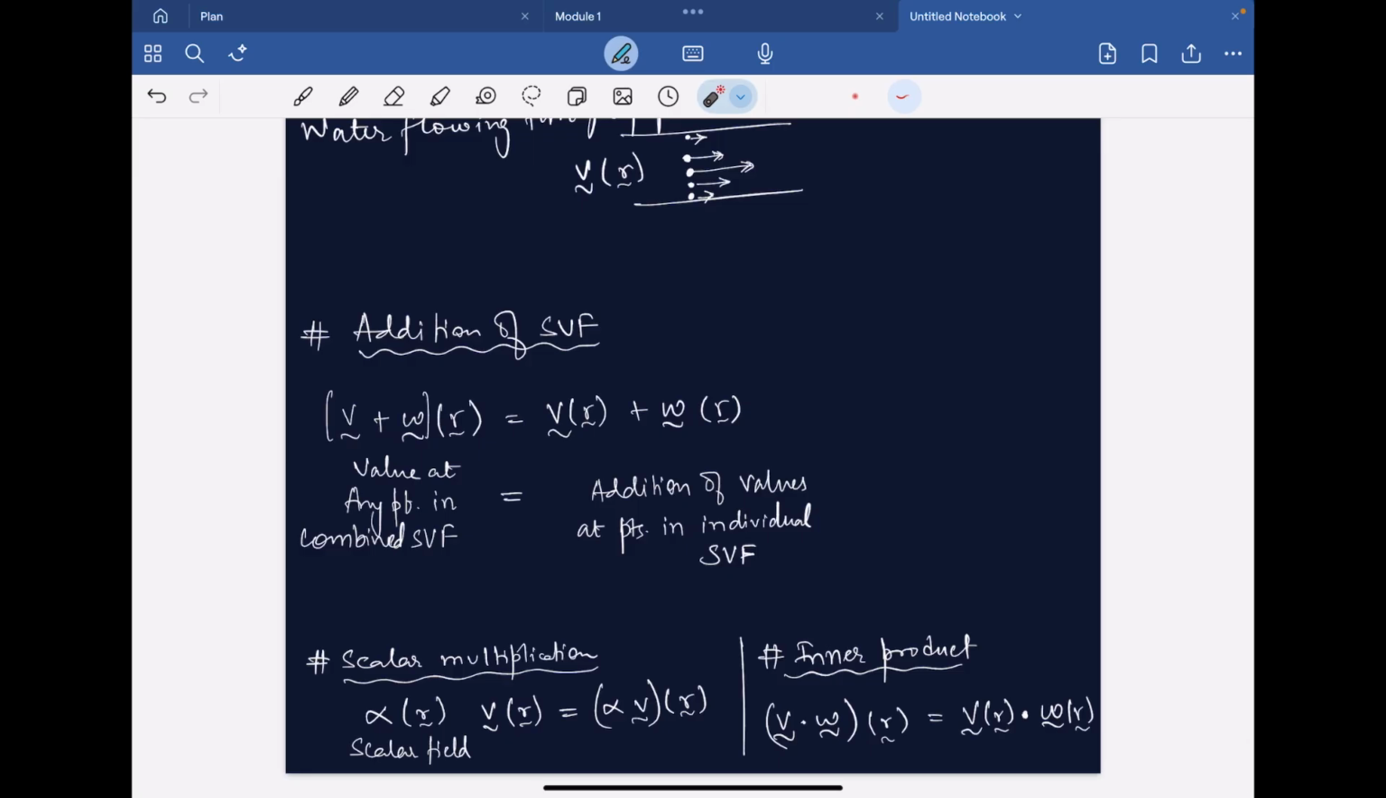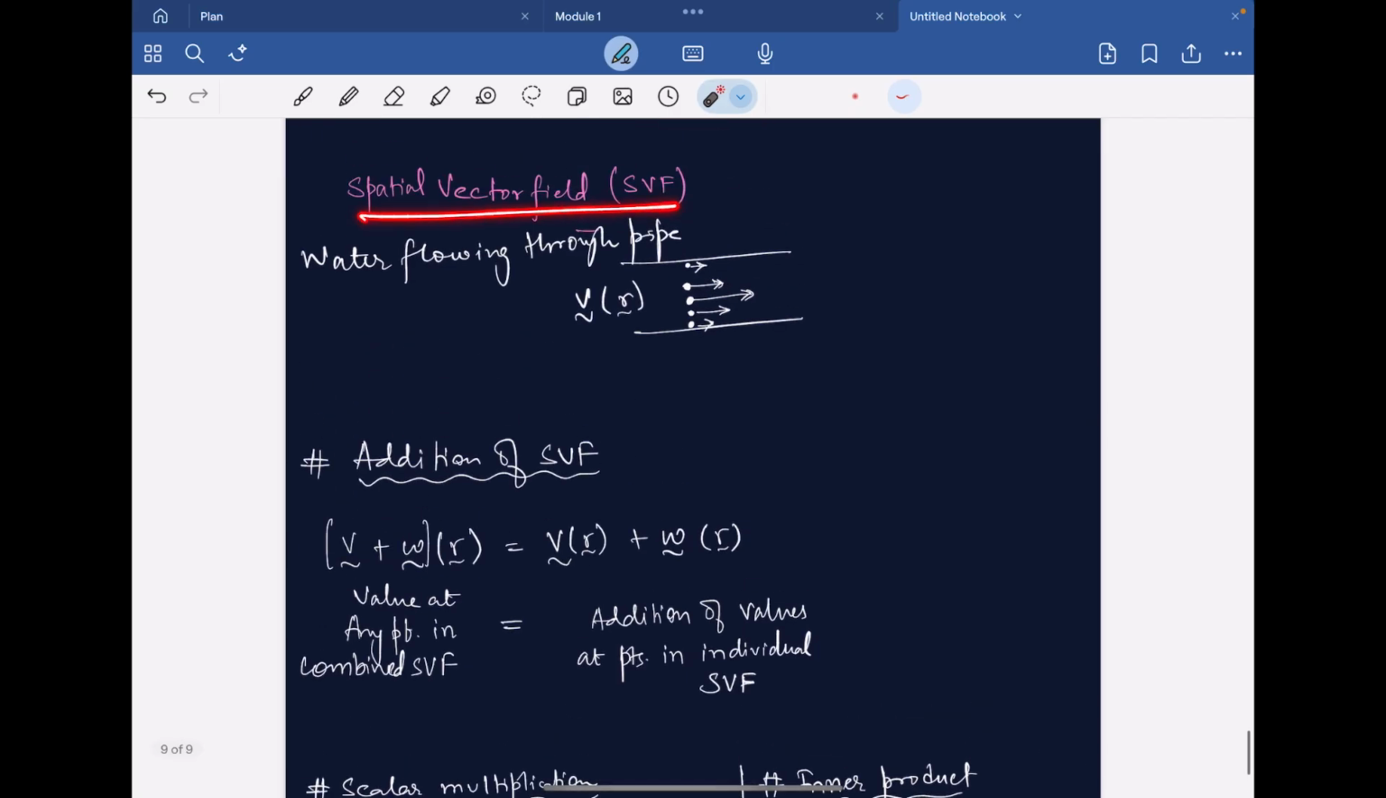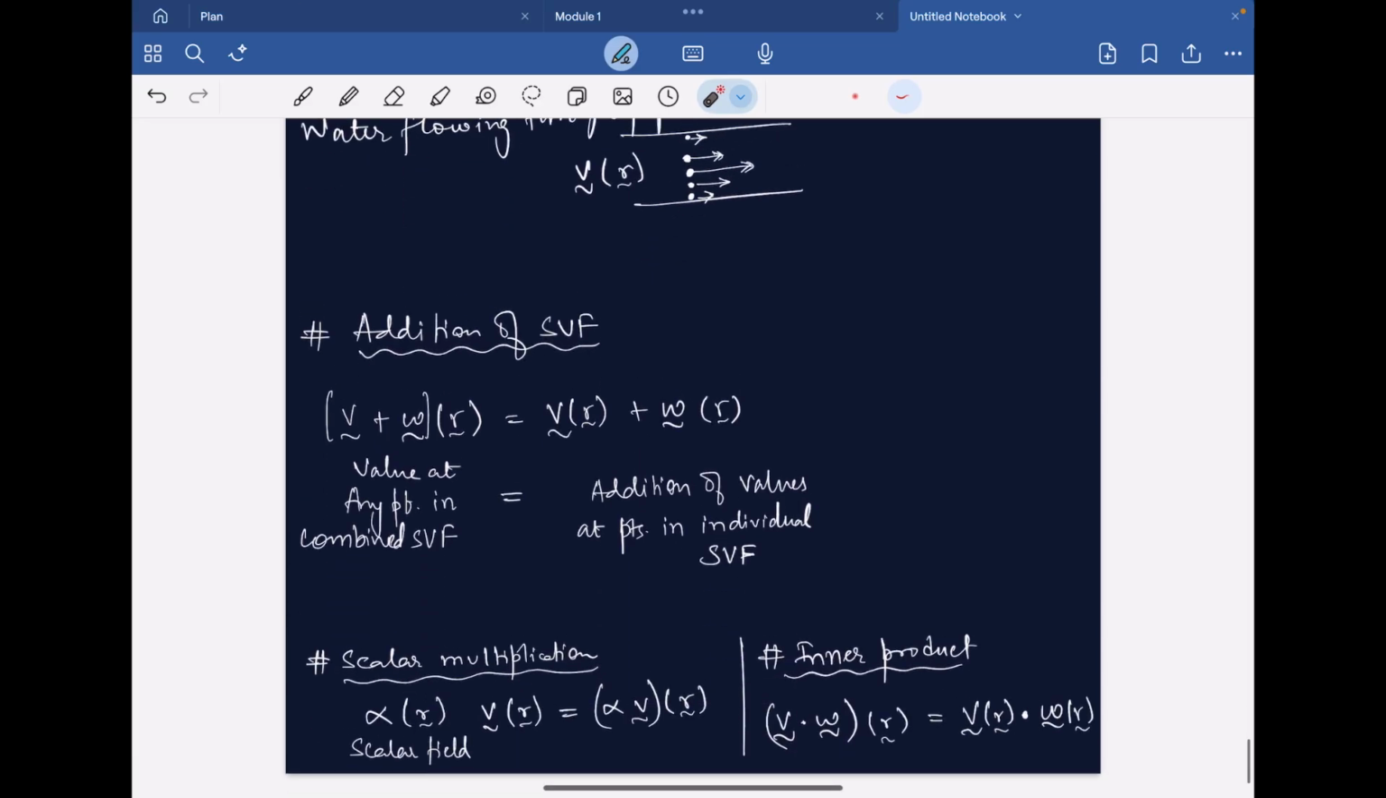Again, whatever you learned about vectors also applies to spatial vector fields. V dot u, where v and u both are spatial vector fields, they can be dotted just like usual vectors.